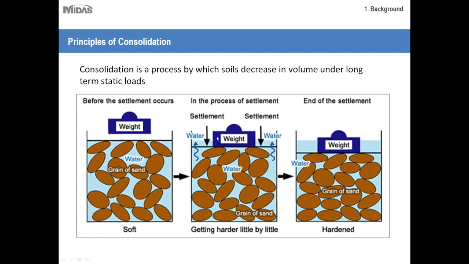And then as weight is applied upon the soil, water will slowly begin to be pressed out incrementally. And then ultimately you'll have a final settlement stage when all the water is pressed out, and the strength of the overall soil has been increased. So in general terms, it is a process by which reduction in volume takes place by the expulsion of water under very long-term static load.